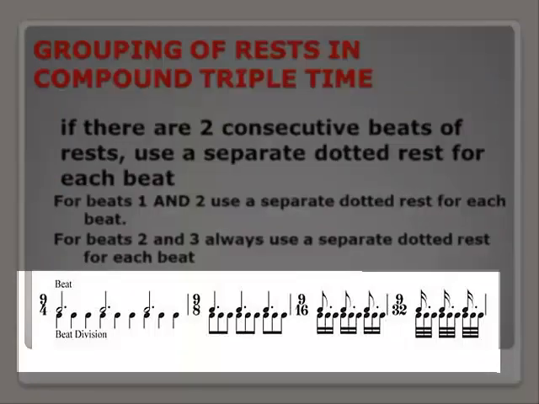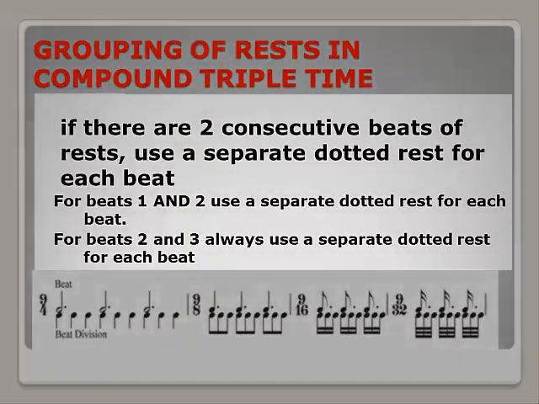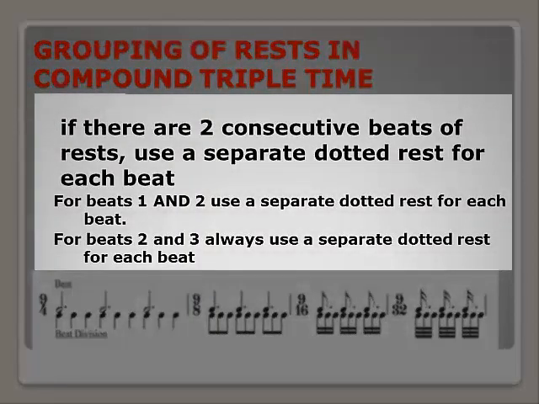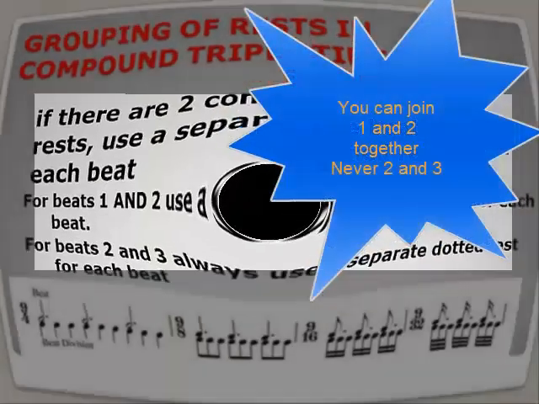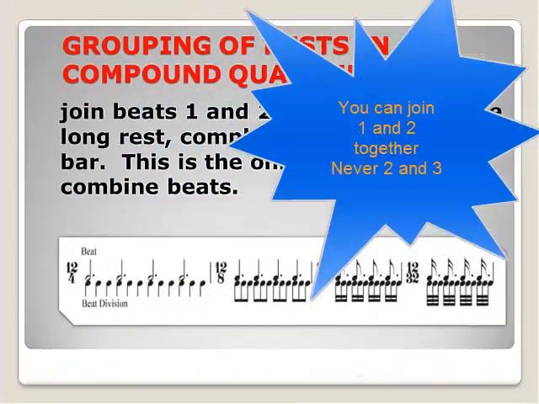The rule for triple time is that you can use a dotted rest for each beat, the same as you could in compound duple time. Remember, though, that you cannot join any of the unit beats together. The rule for the pulses is the same in all compound time signatures. Just like we saw in compound simple time, you can join the first and second pulses together, but you can never join the second and third pulses together.